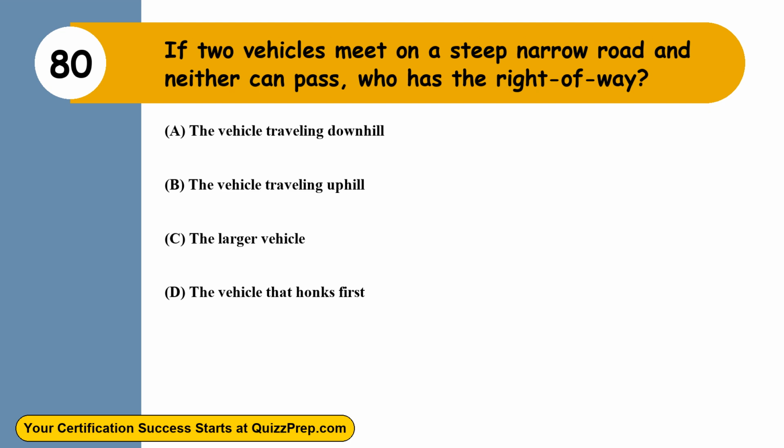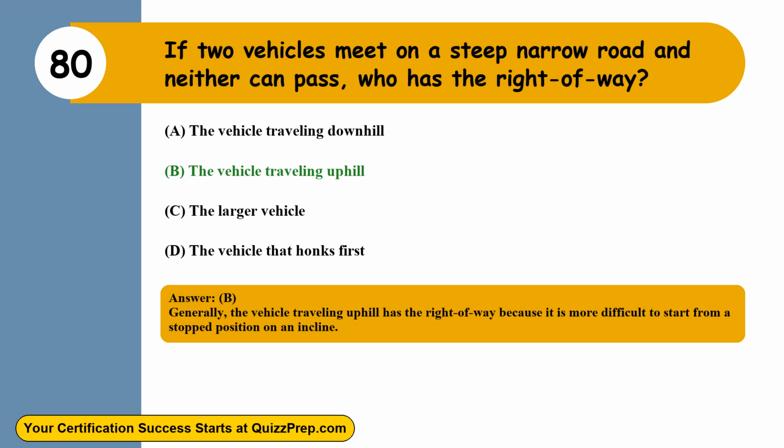Question 80. If two vehicles meet on a steep narrow road and neither can pass, who has the right of way? Option A, the vehicle traveling downhill. Option B, the vehicle traveling uphill. Option C, the larger vehicle. Option D, the vehicle that honks first. The correct answer is option B, the vehicle traveling uphill. Generally, the vehicle traveling uphill has the right of way because it is more difficult to start from a stopped position on an incline.